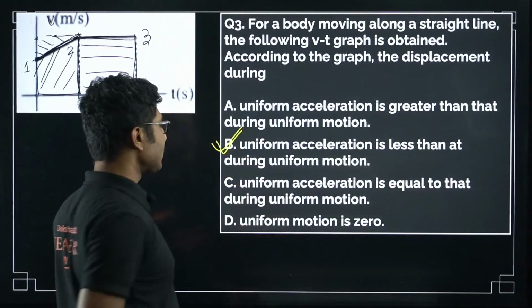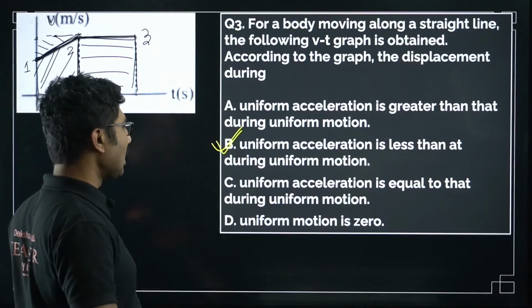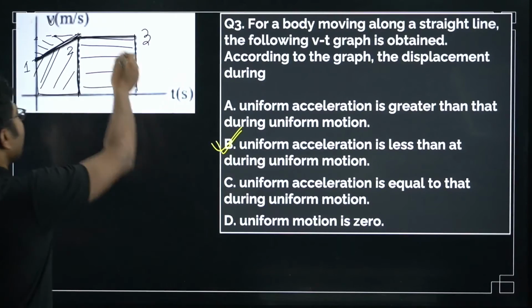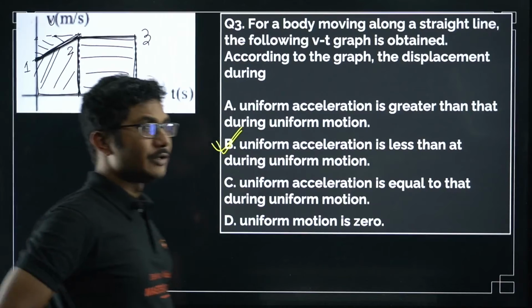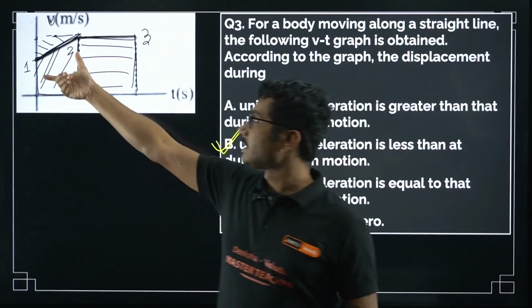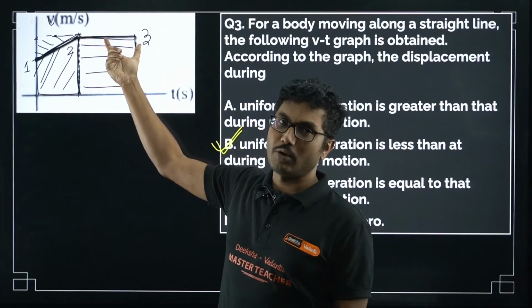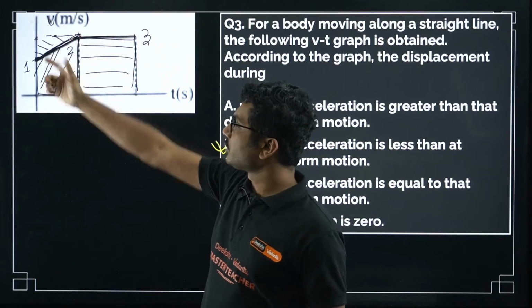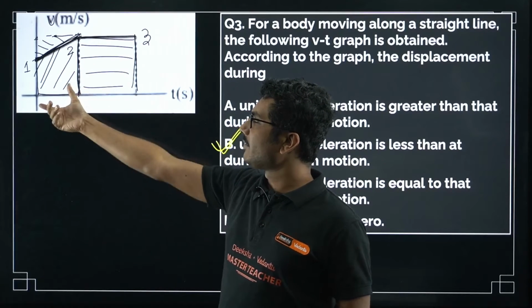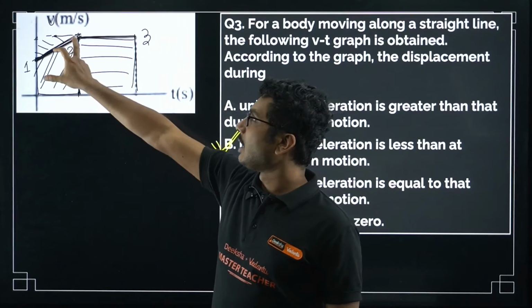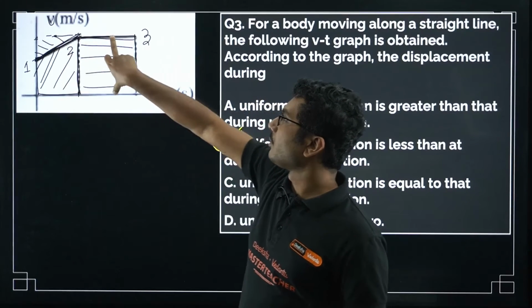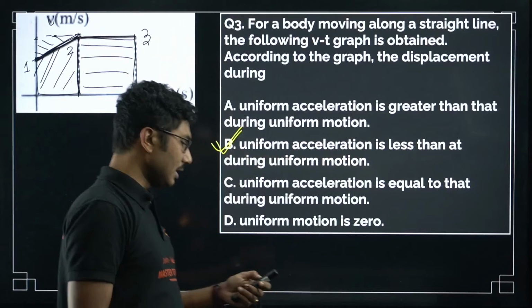Let's check the other options. Uniform acceleration is equal, not equal. Uniform motion is 0, uniform motion is not 0. So this is uniformly accelerated motion, and this is uniform motion. Now for uniformly accelerated motion, if the interval is the same, this area will be less compared to this area. Okay, clear?